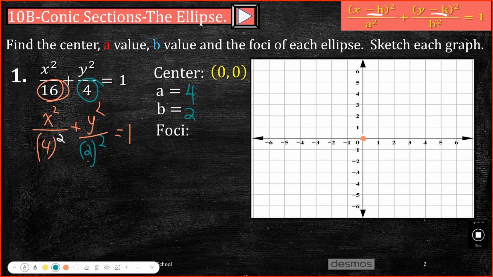I go about it like this. The length along the x will be 4 to the left and 4 to the right, because I'm looking at the x. This is the a value. So the length along the x is 4 to the left. Put your vertices point here, and 4 to the right. So you're going to go from the center 4 to the left, 4 to the right.